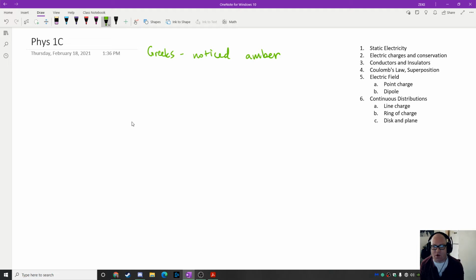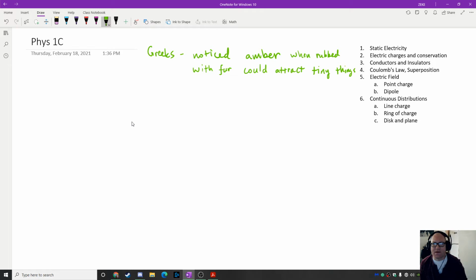They noticed that amber, when rubbed with cloth or fur, we'll just say with fur, it's the easiest thing to think about, could attract really tiny pieces of dust and pieces of cloth and stuff like that. So we'll just say that it can attract tiny things, not pieces of metal, but pieces of cloth and stuff like that.